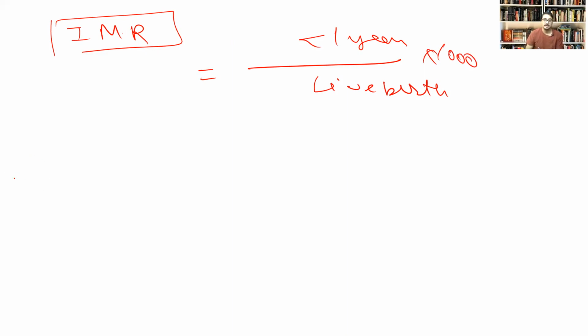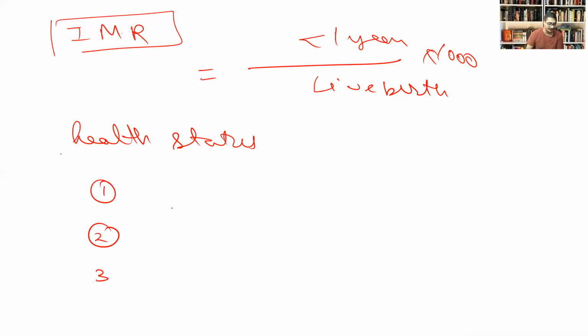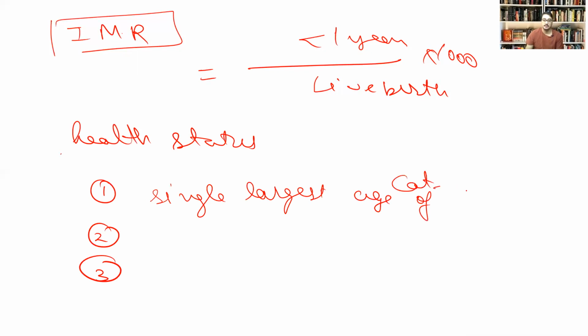Now it is universally regarded as the most important indicator of the health status of a country. So why is such a separate treatment given to IMR? There are reasons behind it, primarily three. First reason is that infant mortality is the single largest age category of mortality. So if we go for a mortality indicator, within 1 year of age, it is the single largest age category of mortality indicators.